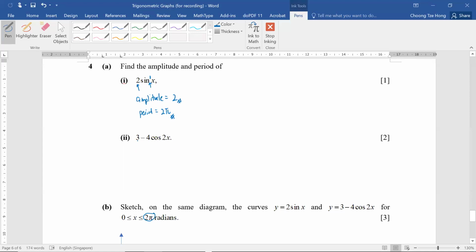Part 2, amplitude. Once again, look at the number in front of the trigo function. Over here is a -4. But for amplitude, you always just write the positive value. So the amplitude will be 4.